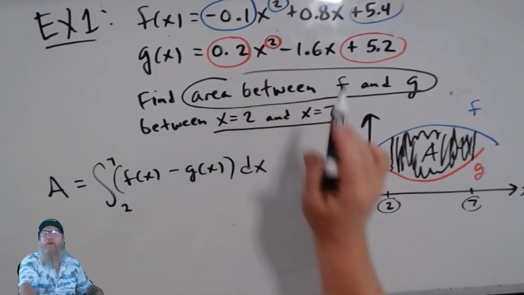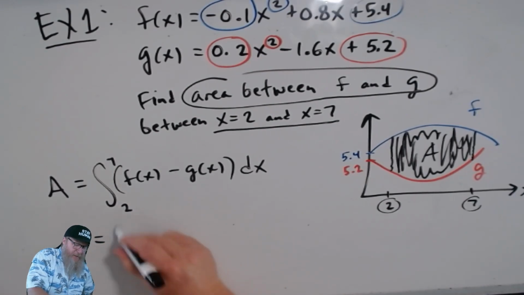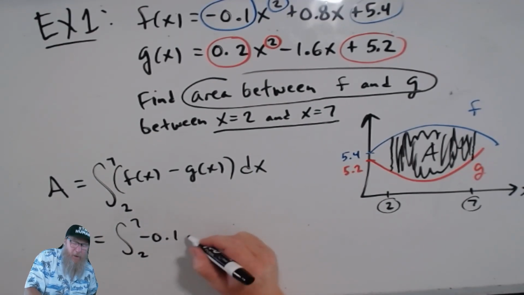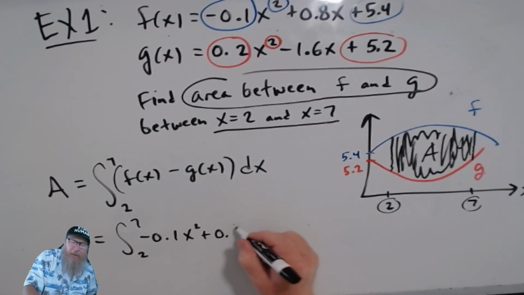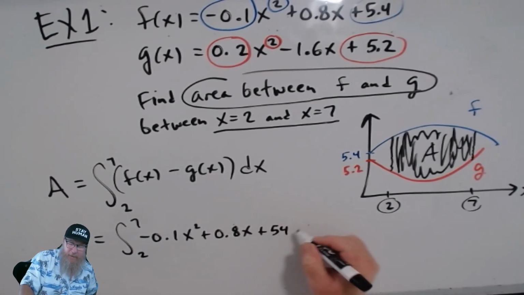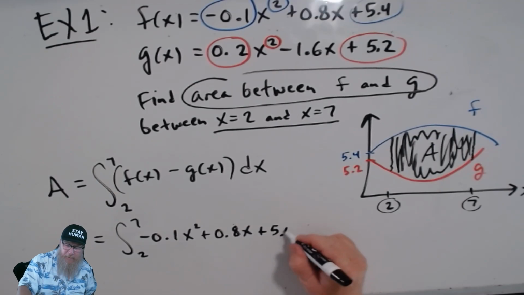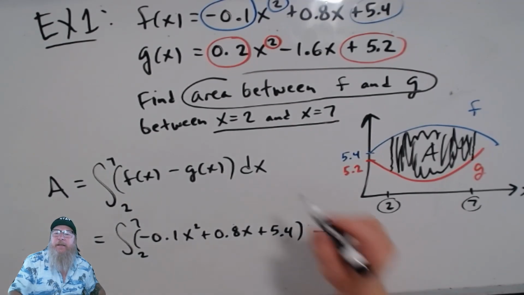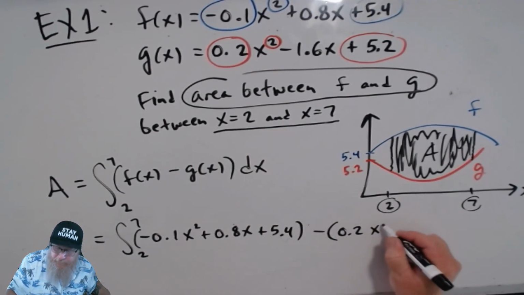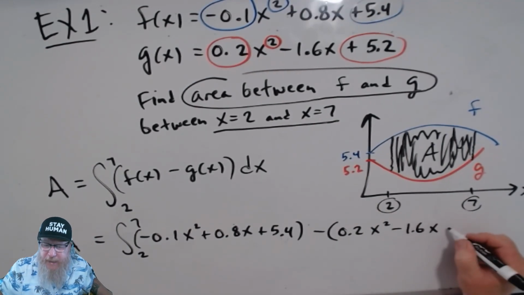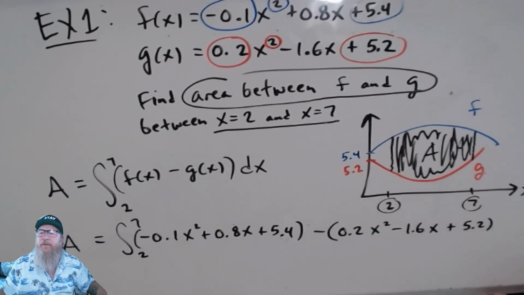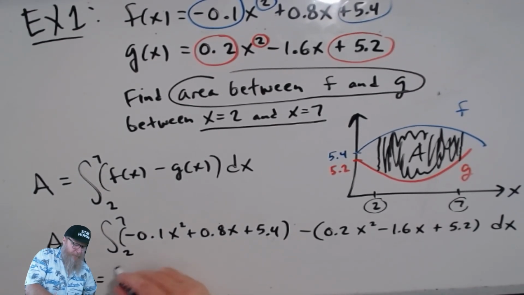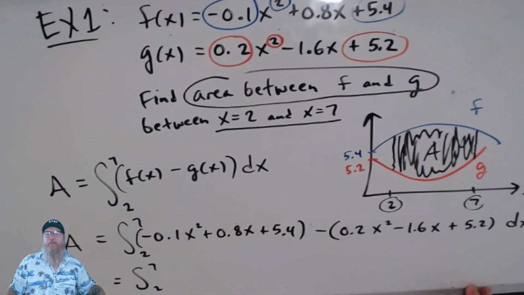It's going to get a little messy with all of these decimals, but we can handle it. So f of x is negative 0.1 x squared plus 0.8x plus 5.4 minus g of x, use parentheses, g of x is 0.2 x squared minus 1.6x plus 5.2, and again with respect to x. So that's the integral from 2 to 7.